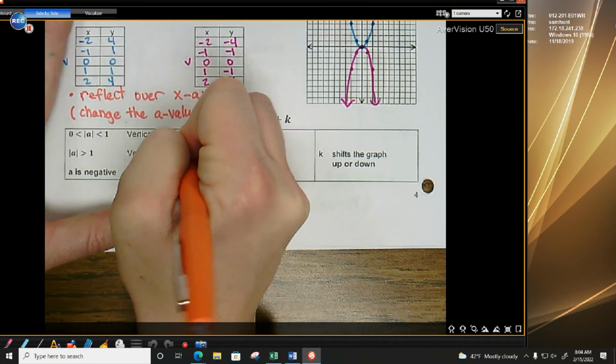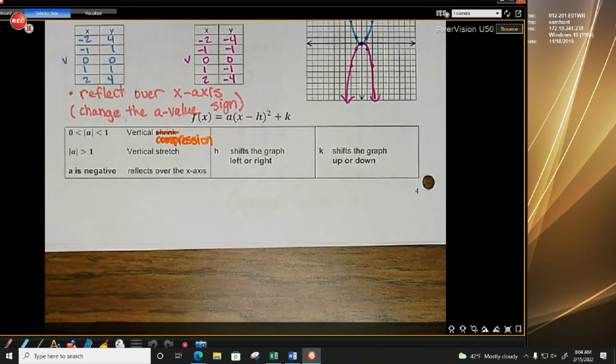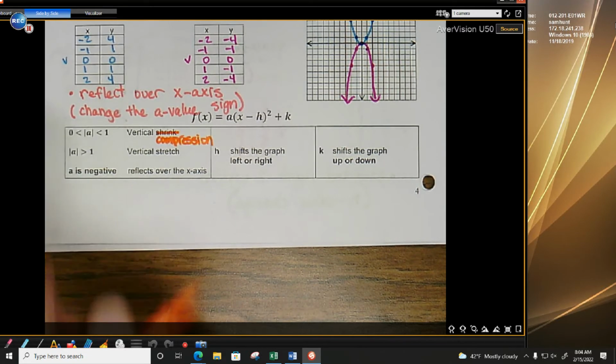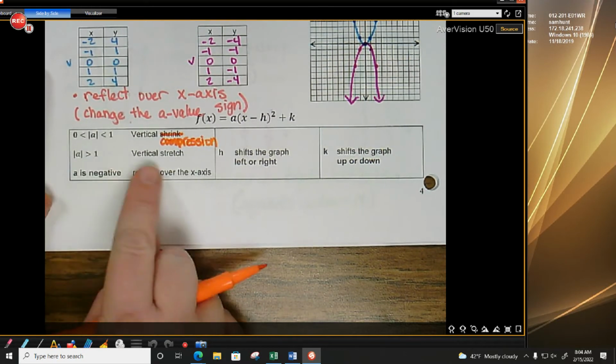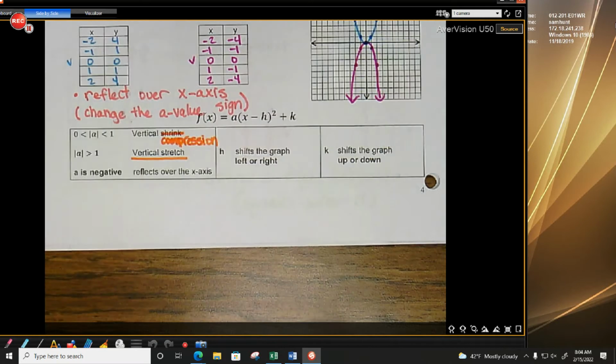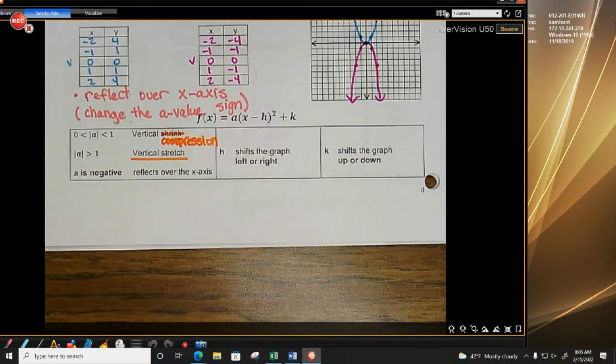So this is kind of confusing. I like to use my hands. If a is small, the graph gets wide. So if a is smaller than 1, the graph is going to get wide. Now if a is bigger than 1, then the graph is going to get narrow. So if the value of a is bigger than 1, then it's a vertical stretch. If a gets big, the graph is a vertical stretch, skinny and tall. If a is small, the graph gets wide, which is a vertical compression, short and fat.